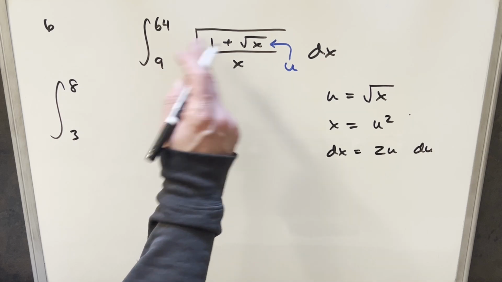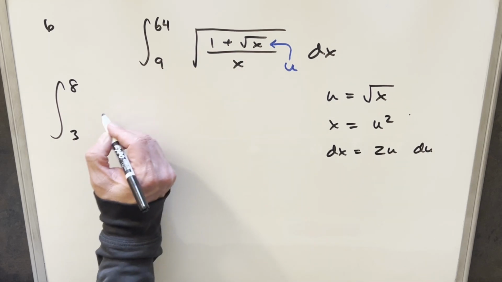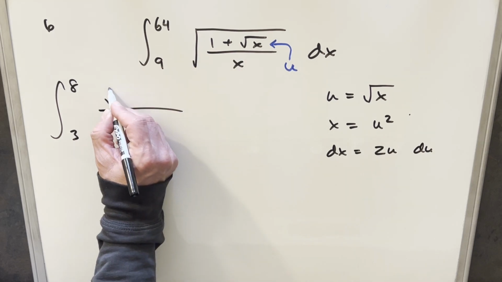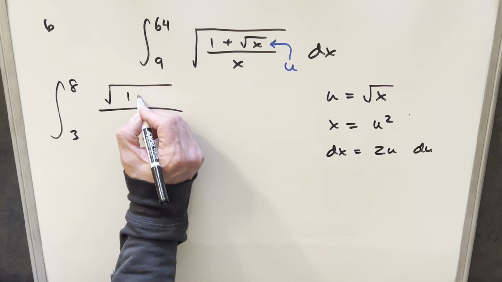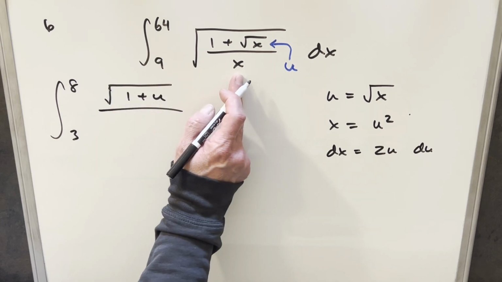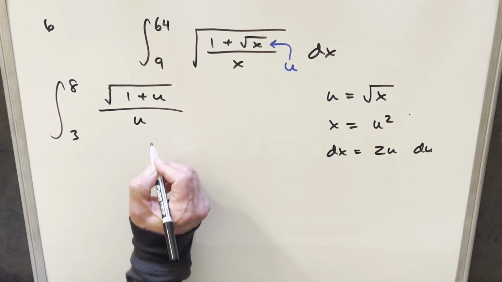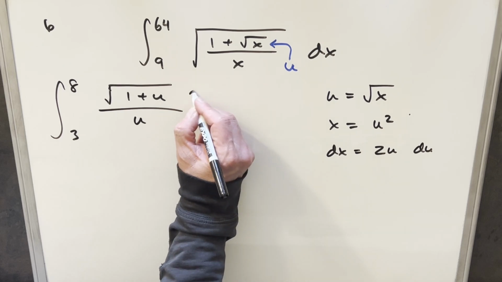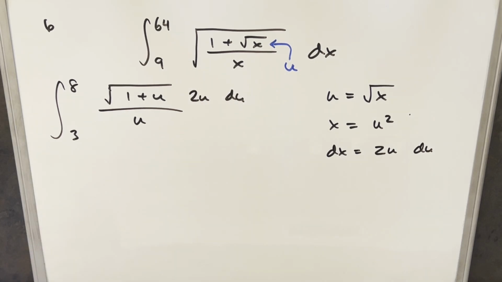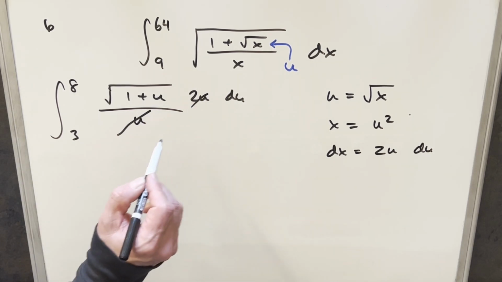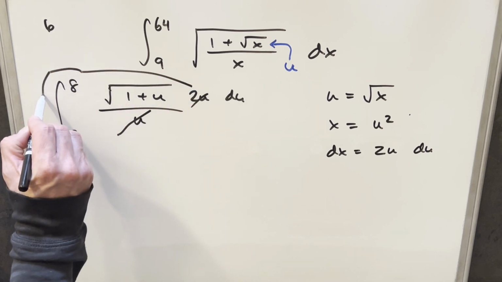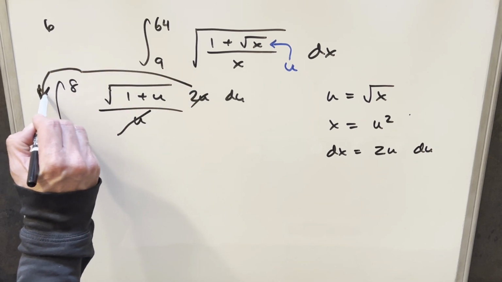Now it's kind of awkward having the square root around everything. What I'll do is break it up. So in the numerator, we'll have this square root here, and this is going to become 1 plus u. Then square root of x in the denominator, that's just going to be u right there. And then we have our dx value, that's just going to be 2u du. But then we cancel u's right here. That's nice. And I'll bring the 2 out front right there.